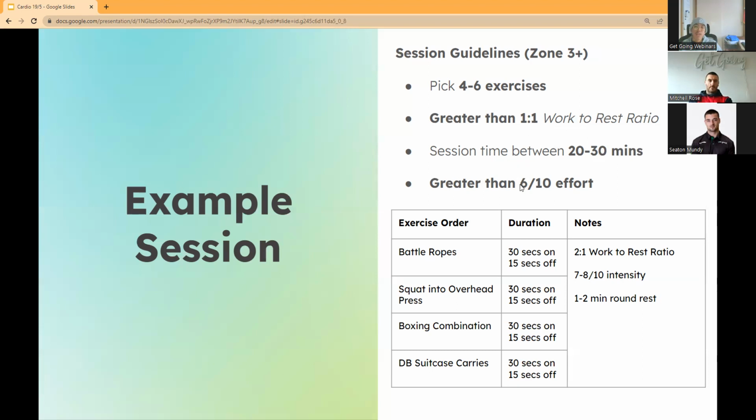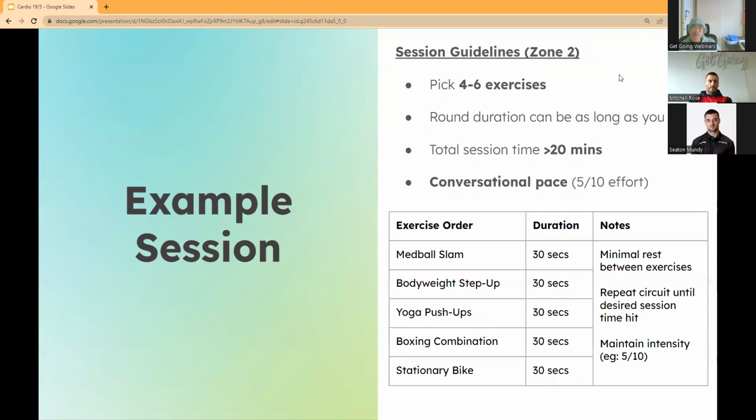But if you're doing, let's say, like a 6 out of 10 intensity, then you can go to a higher work to rest ratio. So you can go 3-to-1. So it might be 45 seconds on, 15 seconds off. And that will help with maintaining the target zone that you're trying to chase, whether that's zone 3, 4, or 5. All right. And again, similar concept applies with the zone 2.